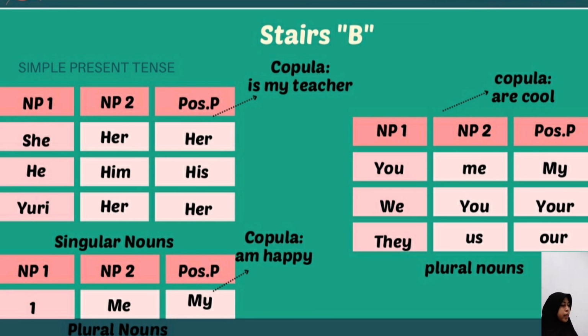And there is the simple present perfect tense formula. The positive sentence is subject plus has or have plus F3 plus auxiliary. The negative sentence is subject plus have or has plus not plus F3 plus auxiliary. And the interrogative sentence is has or have plus subject plus F3 plus auxiliary.